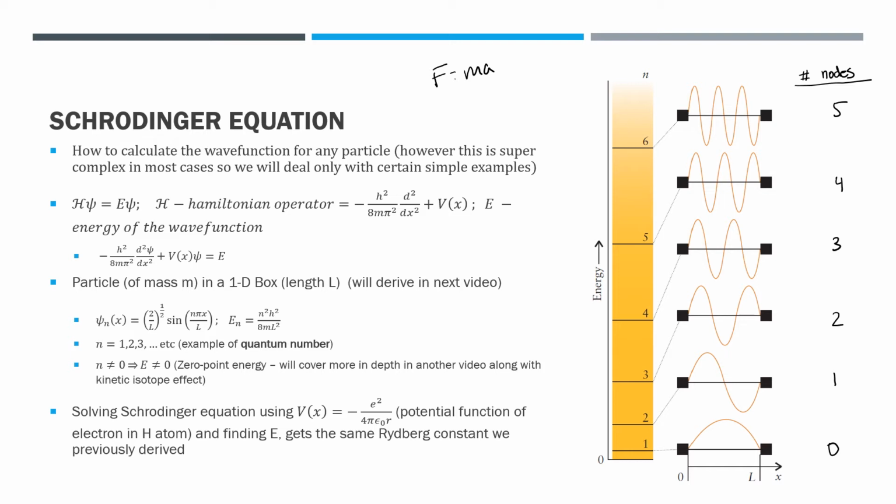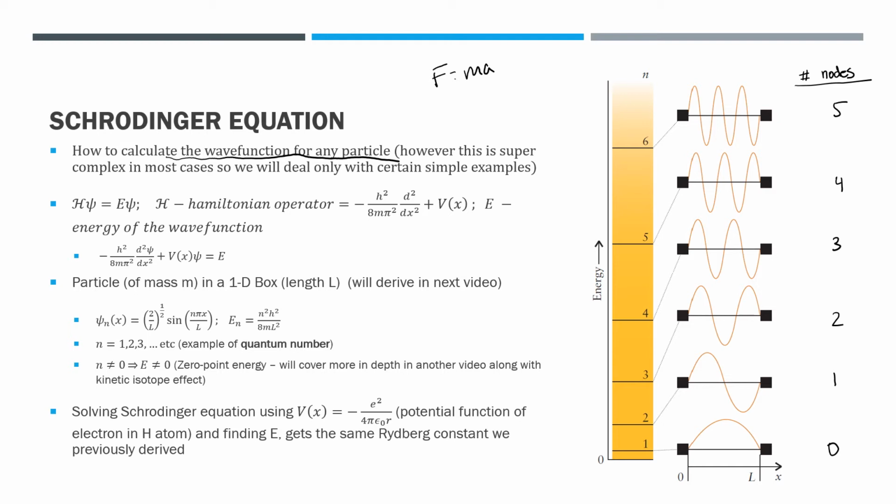The time-dependent Schrödinger equation is pretty similar, except it deals with wave functions now. Basically, the Schrödinger equation says if I know the wave function of a particle at one point in time, then I should know the wave function of the particle at another point in time. So how to calculate the wave function for any particle is basically what the Schrödinger equation tells us.